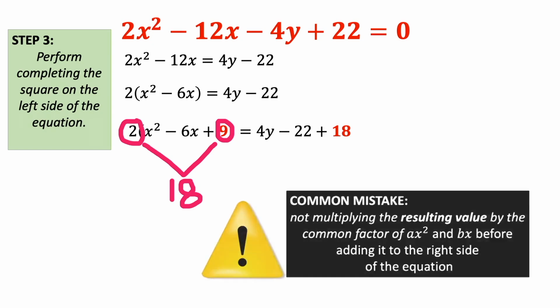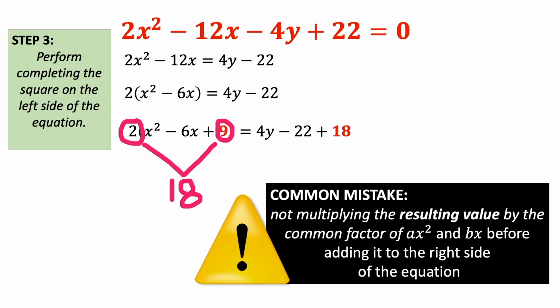Did you know that this was a common mistake of my previous students? Most of them always forgot to multiply the resulting value by the common factor of ax squared and bx before adding it to the right side of the equation. We will deal with a lot of these cases in our next chapters about ellipse and hyperbola. Hence, I suggest that you practice how to perform completing the square for these cases.